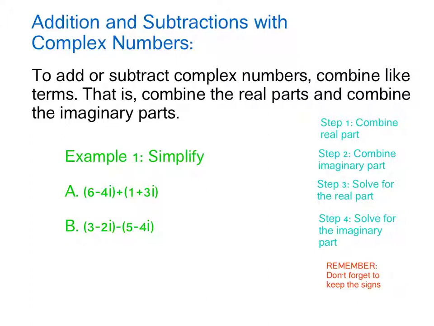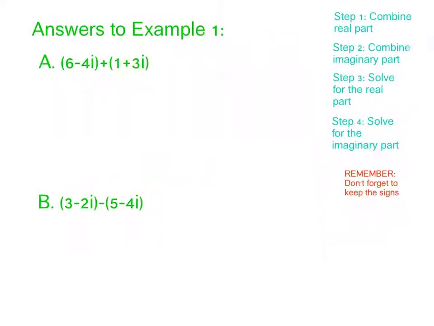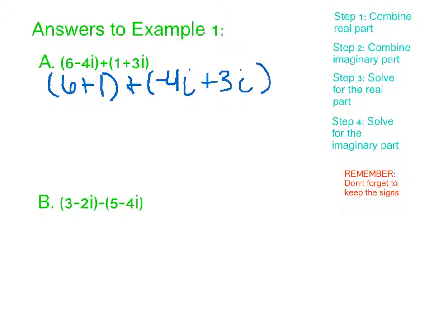It says 6 minus 4i plus 1 plus 3i. To solve A, the first step says to combine the real part. So 6 plus 1. Next, step 2 says to combine the imaginary part. So, negative 4i plus 3i.